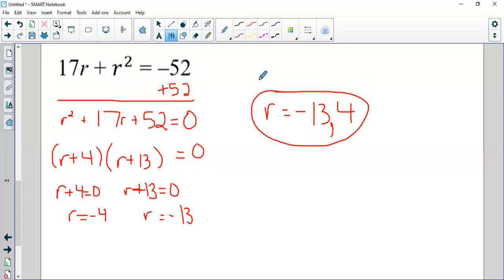And that is how we apply the zero product property to solving equations where we must factor a trinomial.